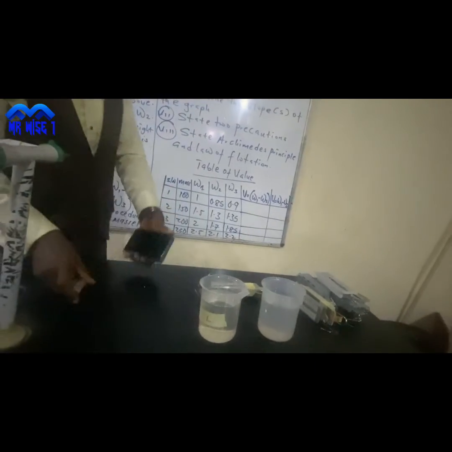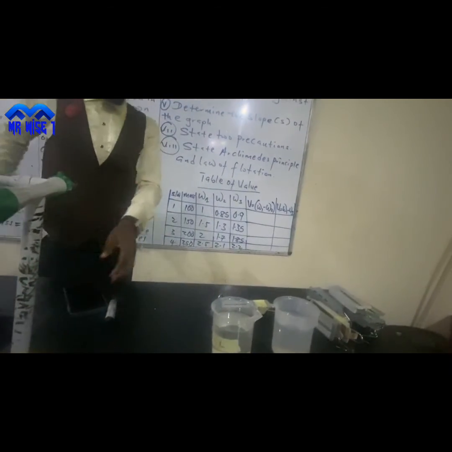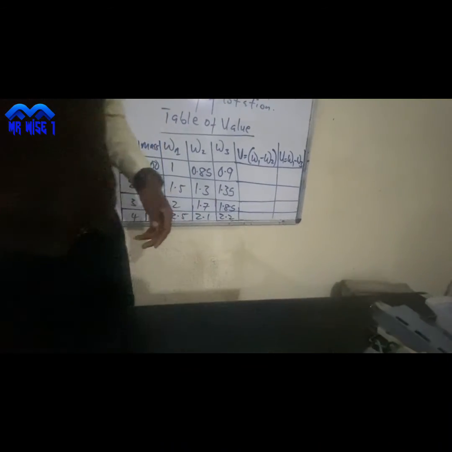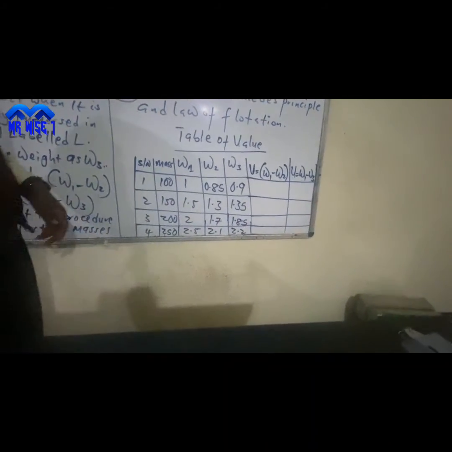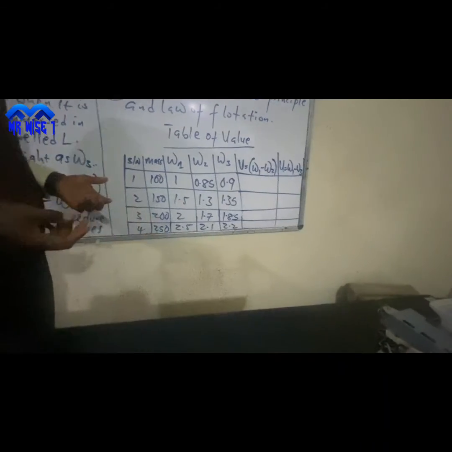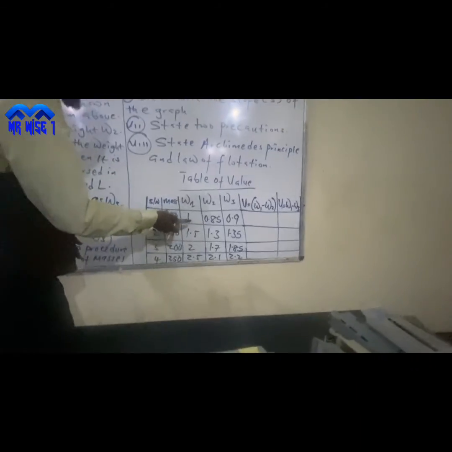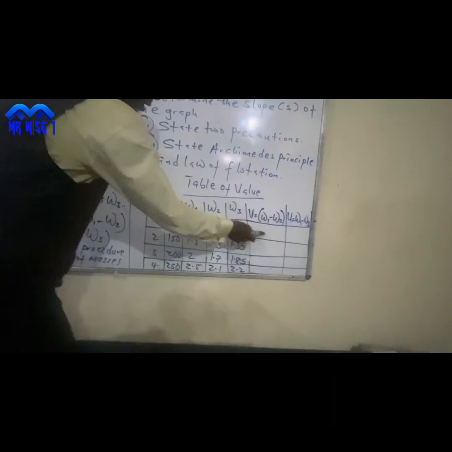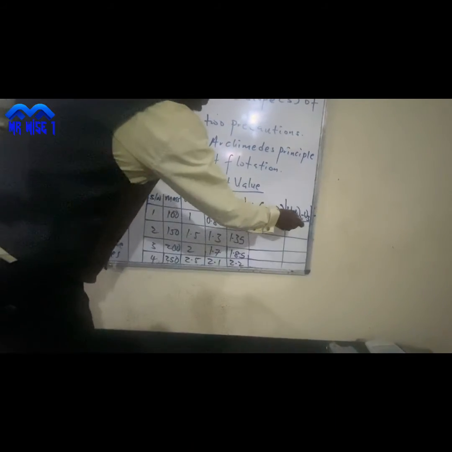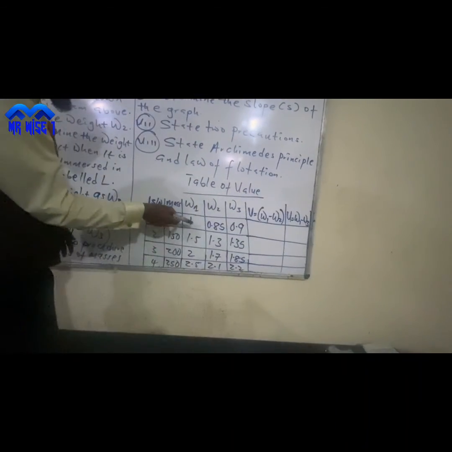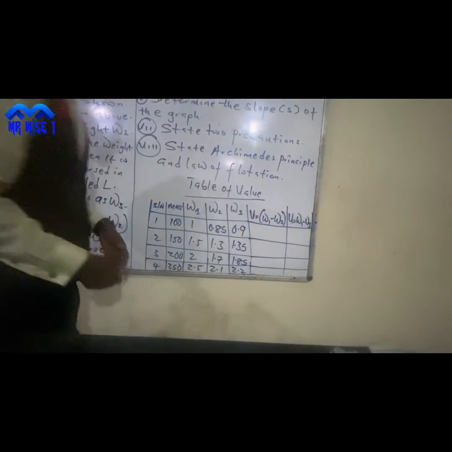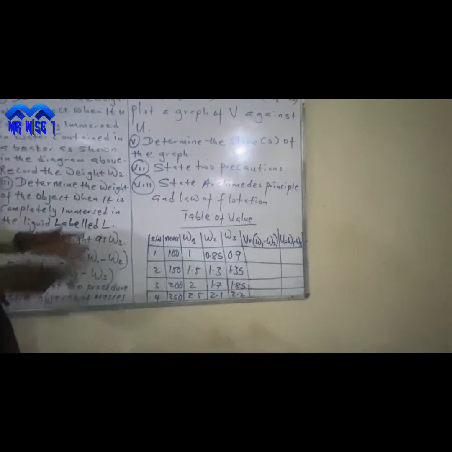Okay, so I am done with this experiment on the board. The next thing I'm going to do is check on my V. They say V is equal to W1 minus W2, so once I subtract this from this, I'll get this. When U is equal to W1 minus W3, I'll subtract this from this, I'll get this. So this is all about the experiment.